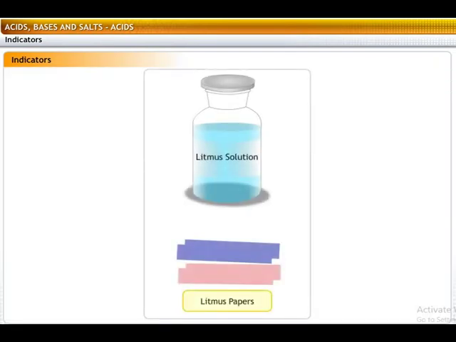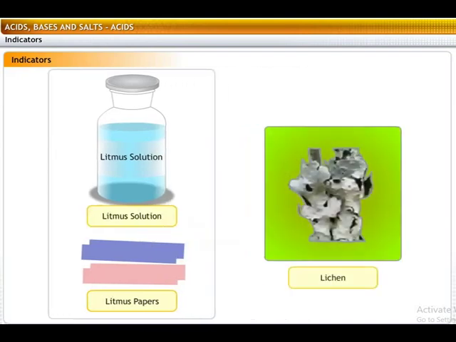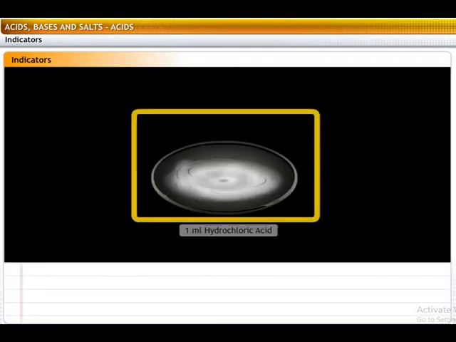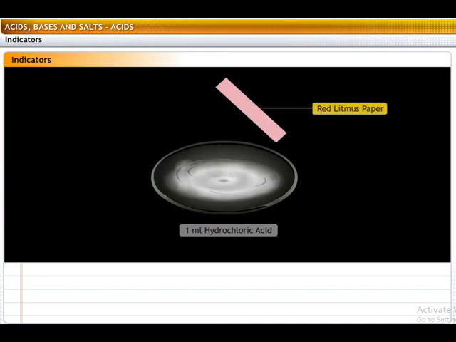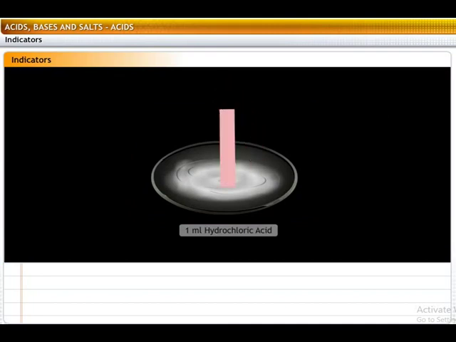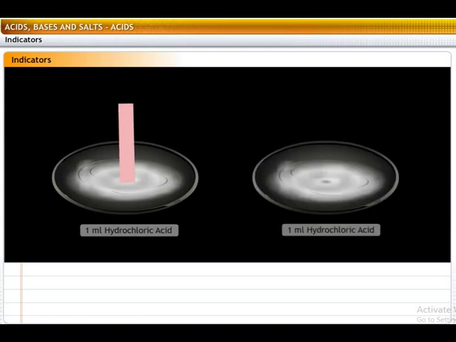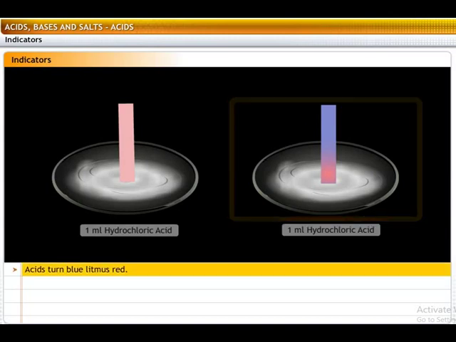The most common indicator that you may have come across in the laboratory is litmus, which can be in the form of a solution or paper. Litmus is a natural indicator and is extracted from lichens. It is dyed blue and red to detect changes in color. Take 1 milliliter of any acid and put it into a watch glass and then place a red litmus paper in it. There is no change. In the same setup, place a blue litmus paper and see what happens. The litmus paper will turn red, indicating the presence of acid. This shows that acids turn blue litmus red.